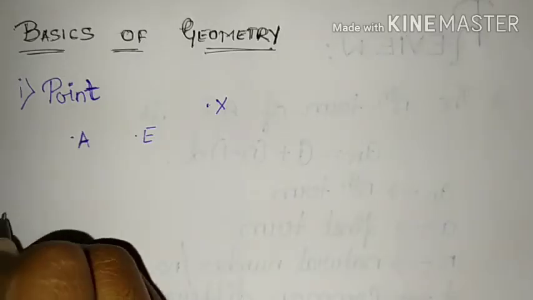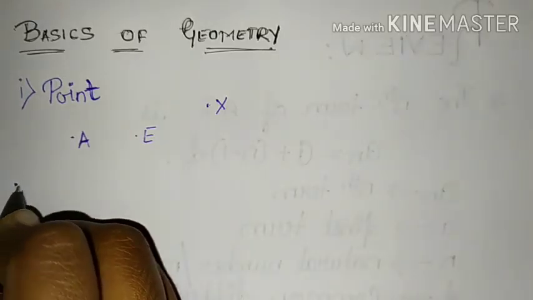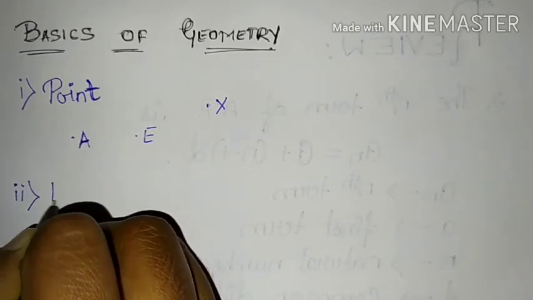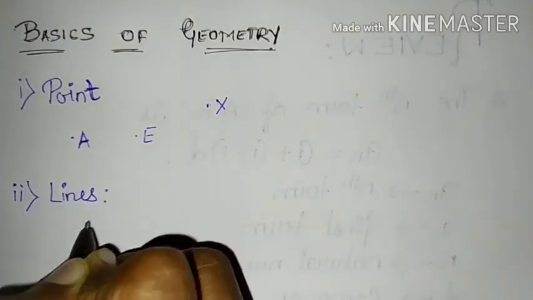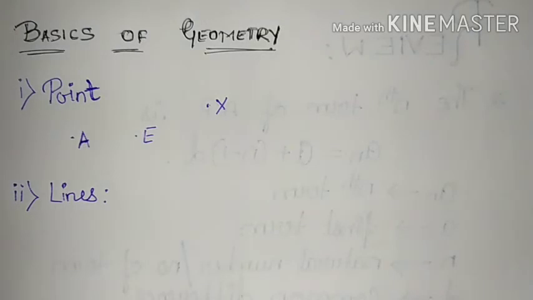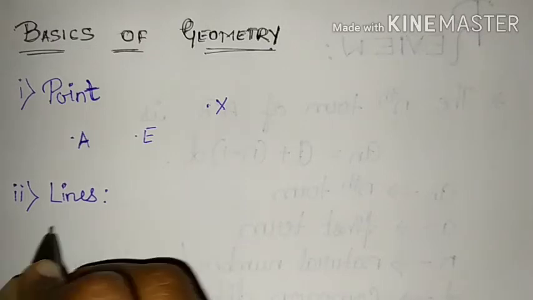After point we have lines. Lines are nothing but an arrangement of points. They only have one dimension, which is length. Lines do not have any thickness or width to them. They only have length. So in lines there are three types.